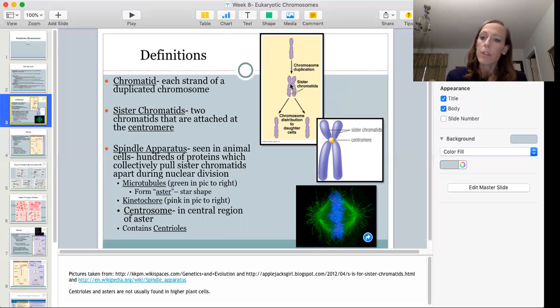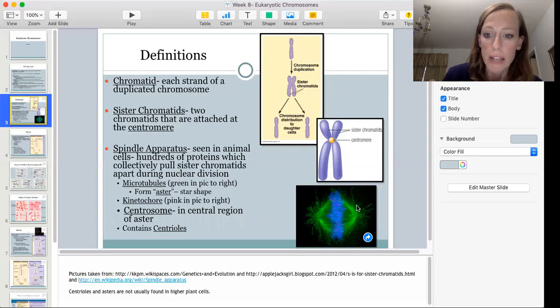Now, other terms that you will see in your lab manual are a part of the spindle apparatus. I've included a picture of it here, the bottommost picture. There are a lot of different proteins involved in this thing called a spindle, okay? These are seen in animal cells, and they are lots of proteins that work together to pull those sister chromatids apart and distribute them to the two daughter cells.